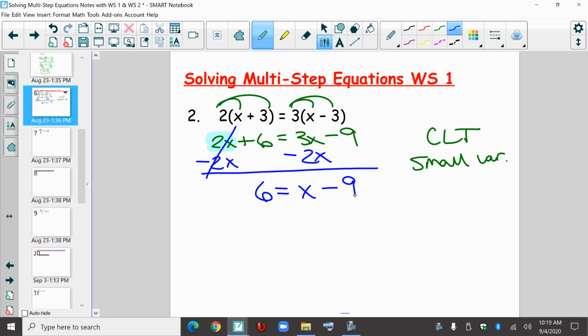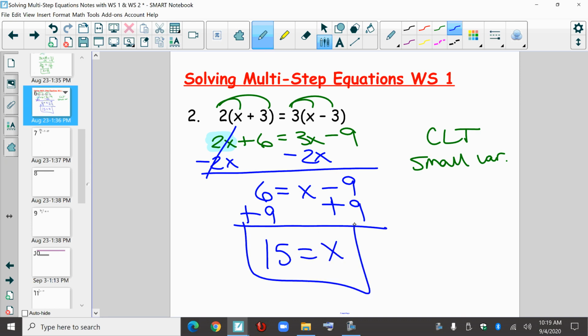Now I'm solving for x, so how do I do that? I'm going to do the opposite of minus, which is going to be plus 9 to both sides. And I have 15 is equal to x. And you are done.